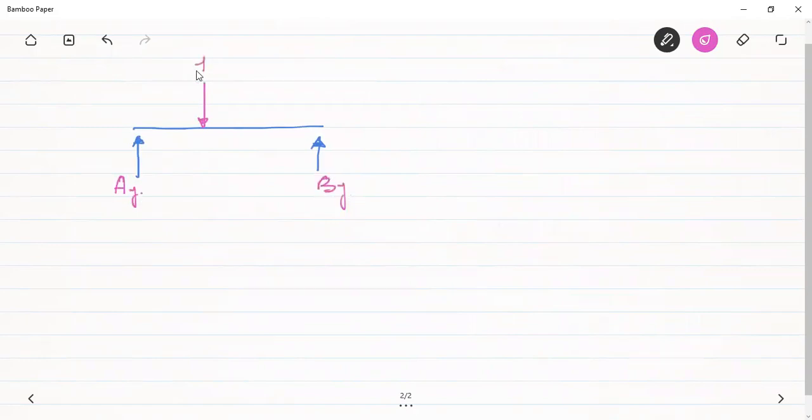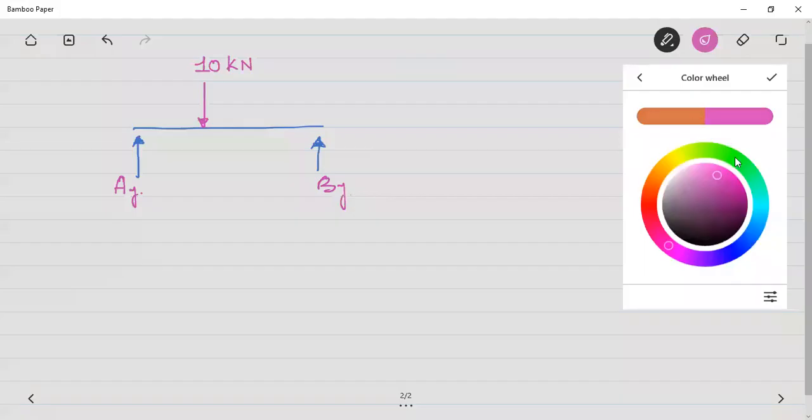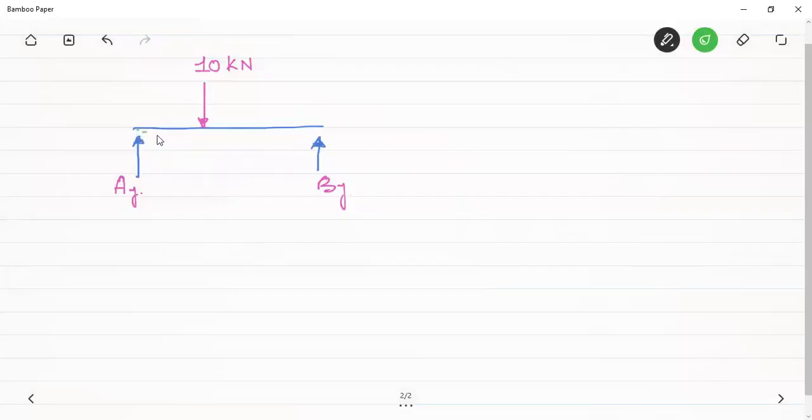There is a point load acting, suppose its magnitude is equal to 10 kilonewton. So what is the effect of this load? It will try to create bending in the beam, and this will be the plane of the bending. Not only do we have to see the external forces, we must have an idea of all the internal forces which are in the beam, because we have to design the beam properly.